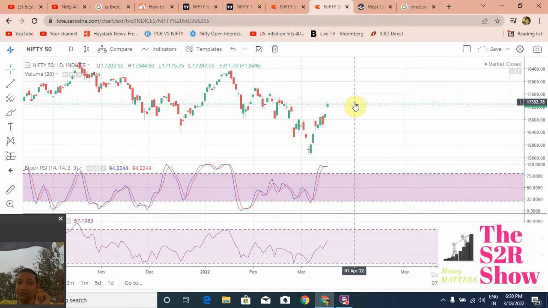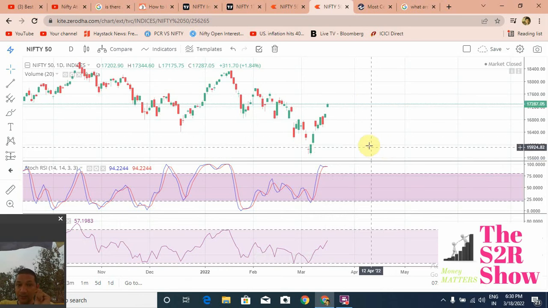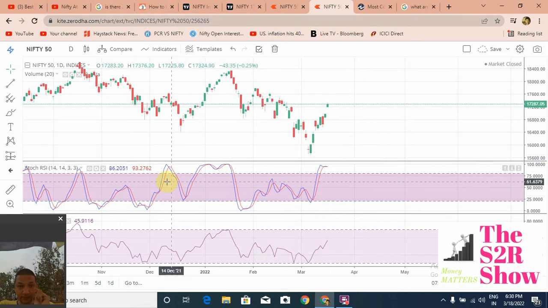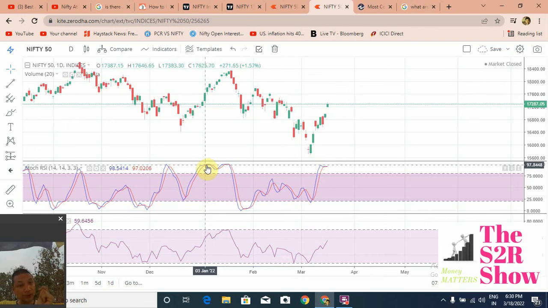Looking at the Stochastic RSI and RSI in combination, the Stochastic RSI is showing bullish movement. See here. When the Stochastic RSI is at the overbought region, there are chances that it may remain there for a few days. The Nifty may remain bullish for a few days and may move around 300-500 points, or it may reverse like this.